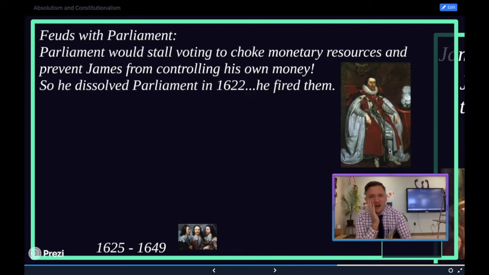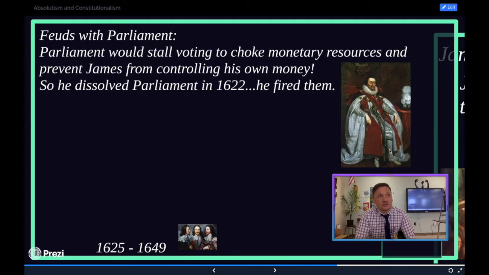And then Tuesday would come and they'd be like, oh, we forgot to vote on that, so we'll vote on that next week. And the next week would come and they'd be like, you don't feel like it. They would stall voting to try and choke James's money from his pockets, because actually someone did the finances of James's books, and he had no money. He was actually in debt. And this was trying to prevent James from controlling his own money.